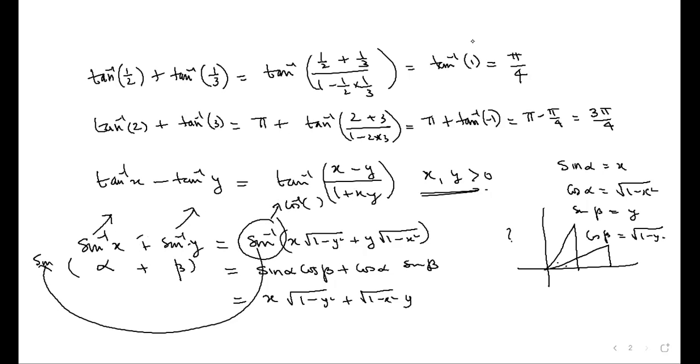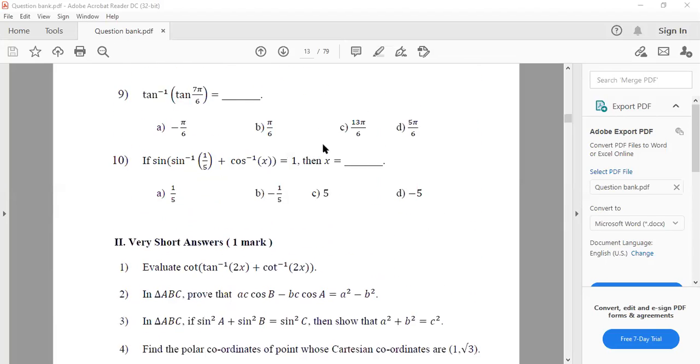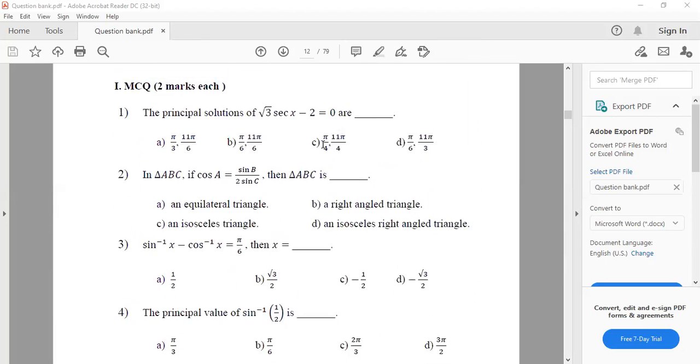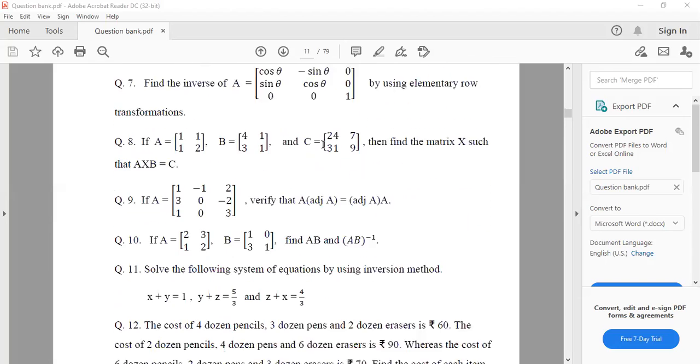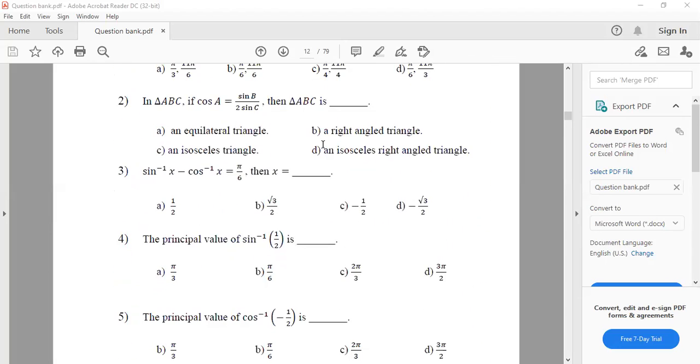Now let's quickly do the problems that are there in your question bank. Is it okay? Yes, sir. Let us go to the first MCQs. Okay, tell me the answer for this. Come on, do it yourself.